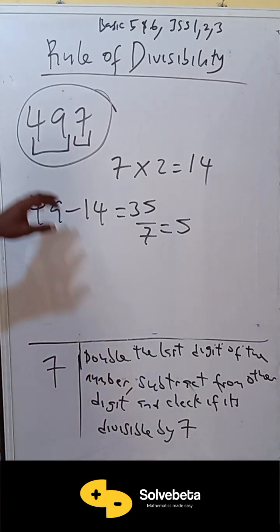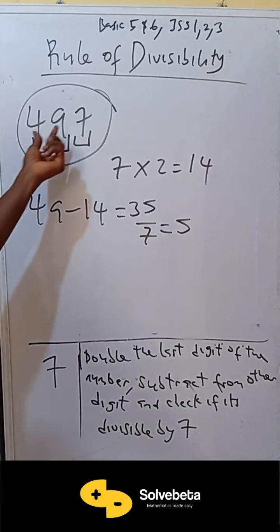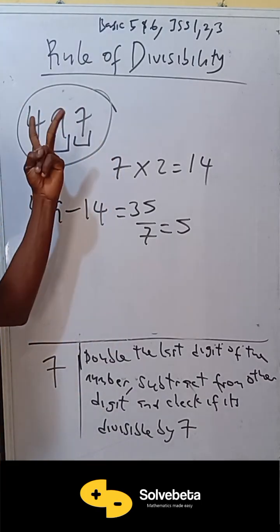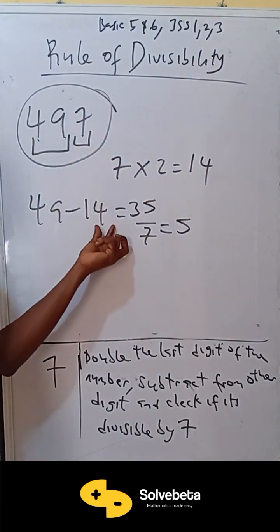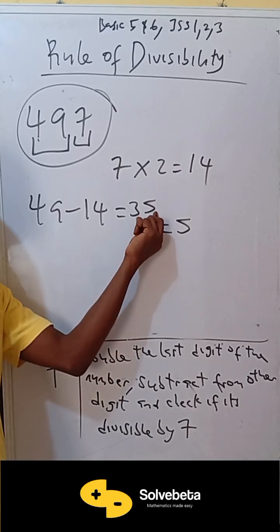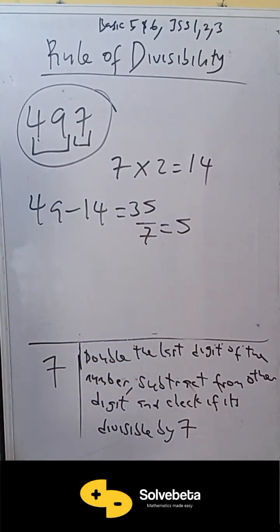So, to know if this whole number can be divided by 7, take the last digit here, which is 7, multiply by 2, 14, and subtract it from the other digits. 14 subtracted from 49, you have 35. Is this number divisible by 7? Yes. If it's divisible by 7, it means that this whole number is divisible by 7.